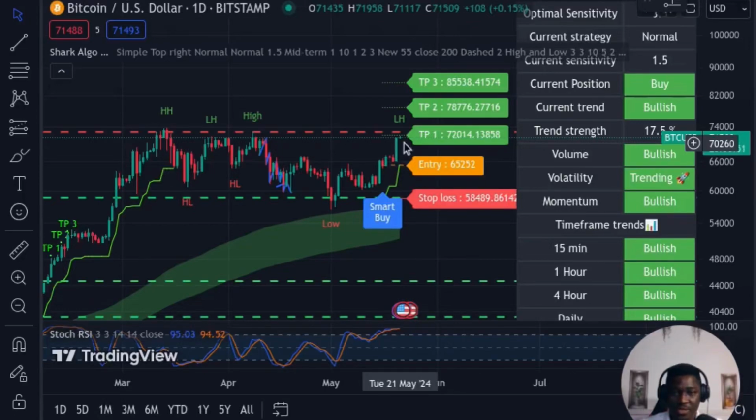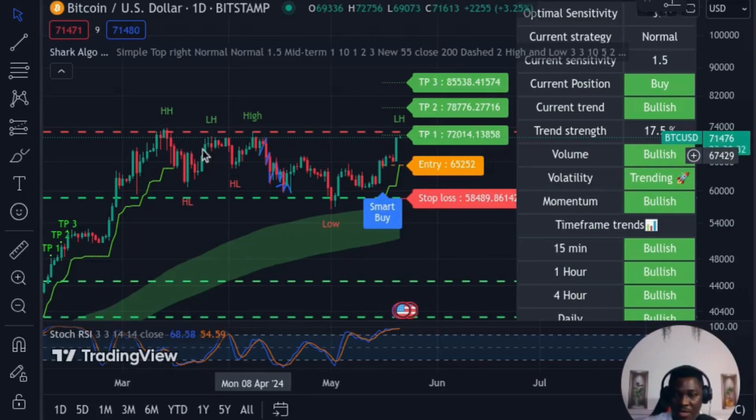As you can see, we just hit our TP1. Alright, so hitting our TP1 means we are closing 50% of our open position, right? And the reason why we are closing 50% of our open position at this level is because this actually corresponds to a major resistance level.